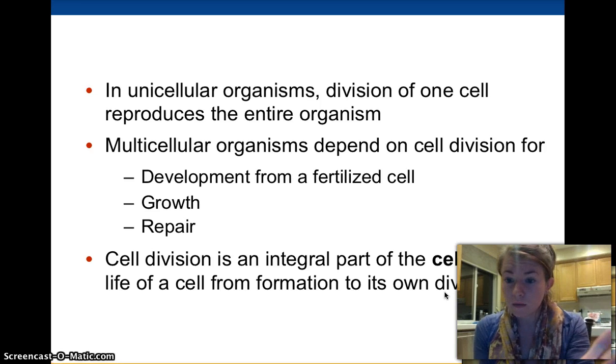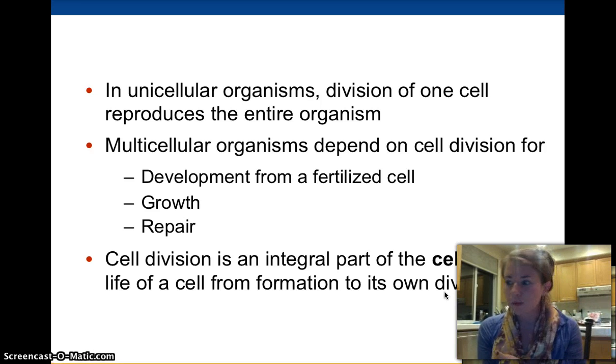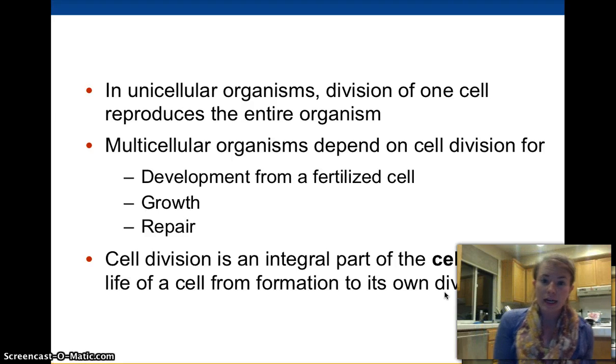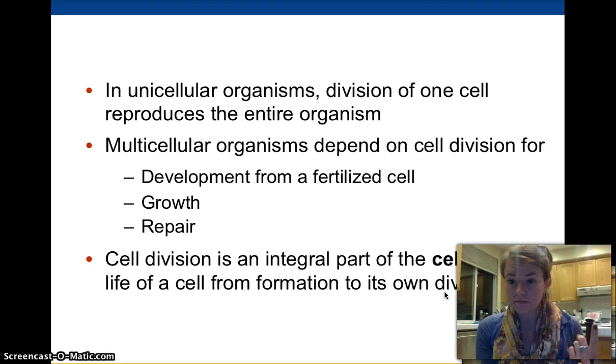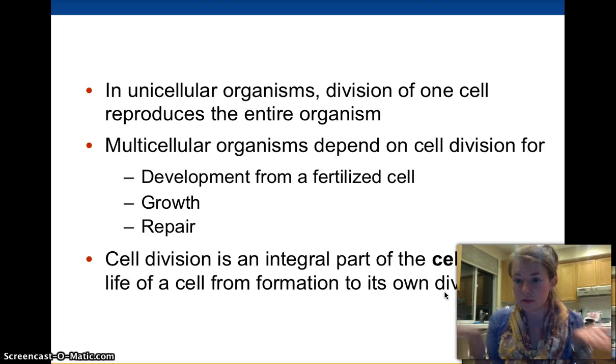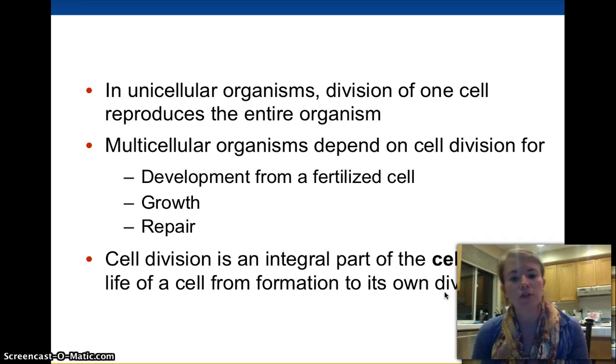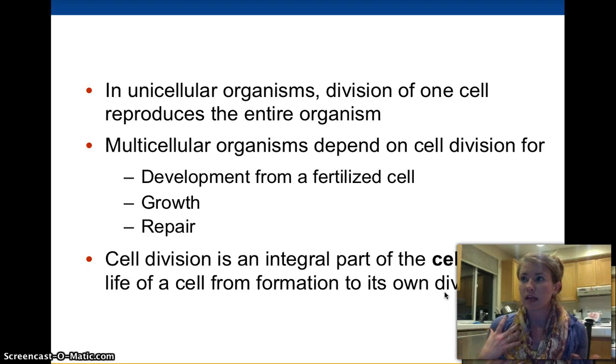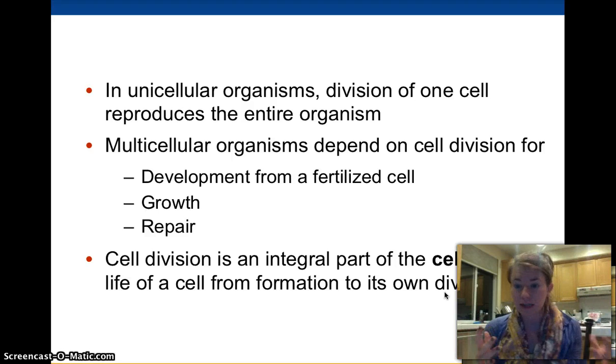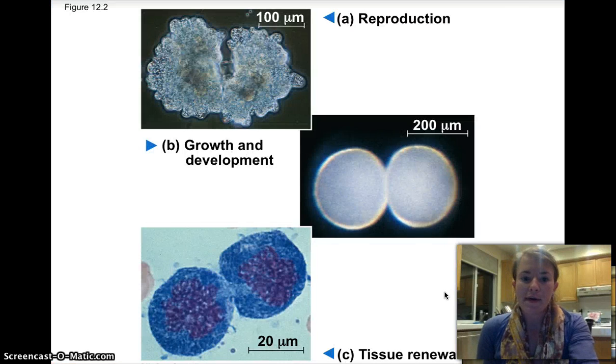So, in single-celled organisms, cell division is what makes a whole new organism, right? Take one cell, divide it in two, now you have two. You reproduce. Whereas in multicellular organisms, like humans, we have development from a fertilized cell, growth, and repair. So we have a really big life cycle. That's pretty obvious. But cell division is a really important part of the cell cycle, which is like the life of a cell from when it's formed to when it divides again. So we're going to talk about the cell cycle.